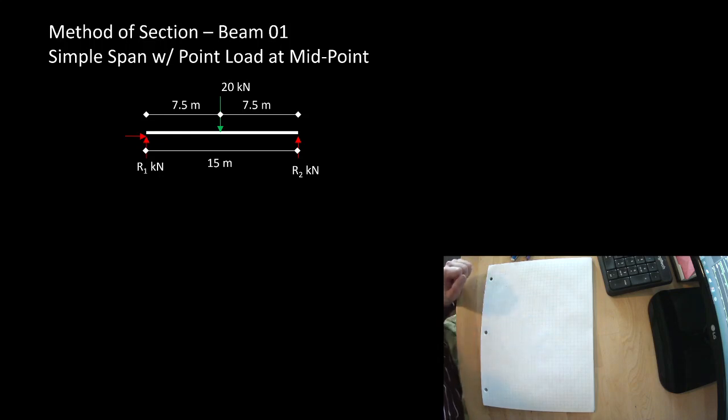All right, so we have our 15 meter long beam. We know it's a pin roller condition. So we know that there's this reaction here that could resist a load if it was applied in the X direction. Doesn't look like there is one applied in the X direction, so we know that when we sum the forces in the X direction, it'll be zero.